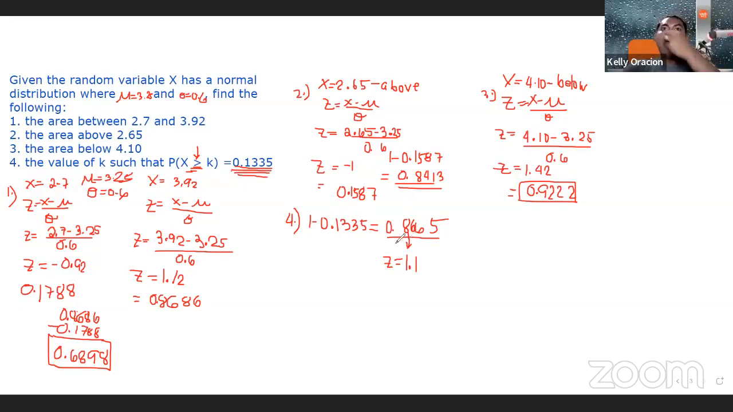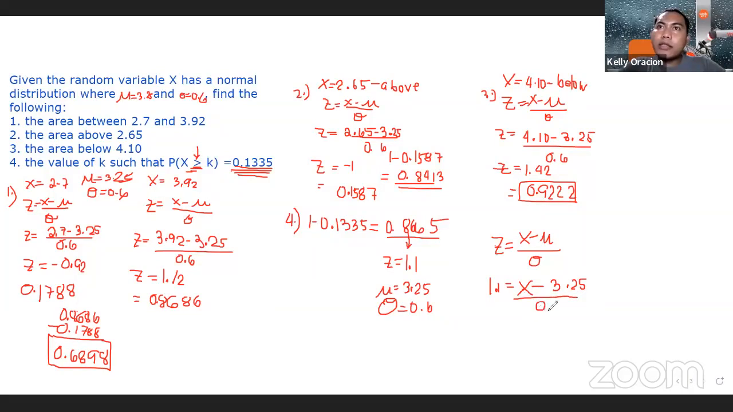The z-score is 1.1 and we have the mean. The mean is 3.25. The standard deviation is 0.6. The formula, z is equal to x minus mean over standard deviation. Hahanapin natin yung x. The z is 1.11, x minus the mean 3.25, over the standard deviation 0.6.